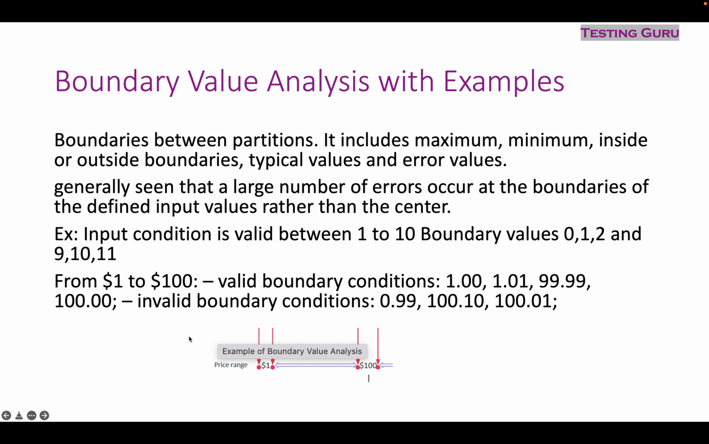So in the picture you can see the price range 1 and 100. The boundaries are at the minimum value as well as at the maximum value. So we check minimum and maximum and inside and outside boundaries of that particular case. So this is called boundary value analysis. This is one of the testing techniques which we need to apply whenever we are testing. Most of the test failures or issues happen at the boundary cases, and we can find the bugs in boundary cases most of the time.